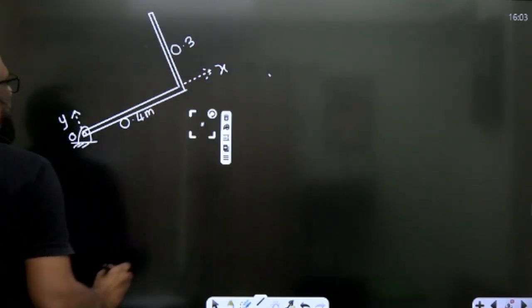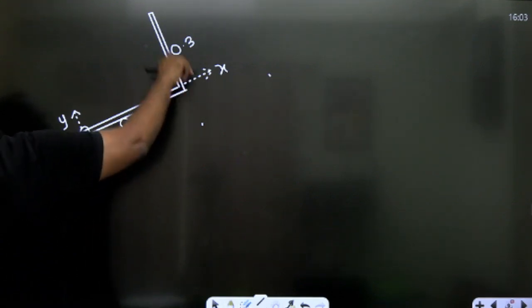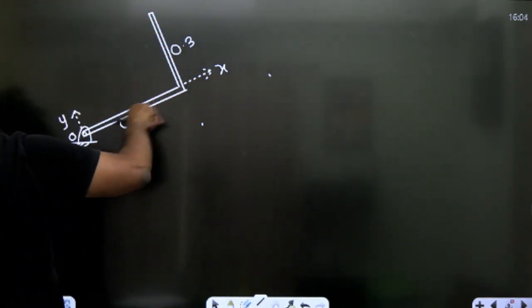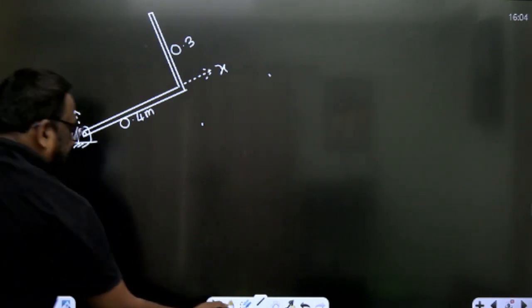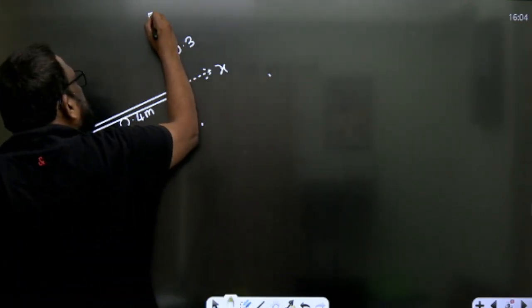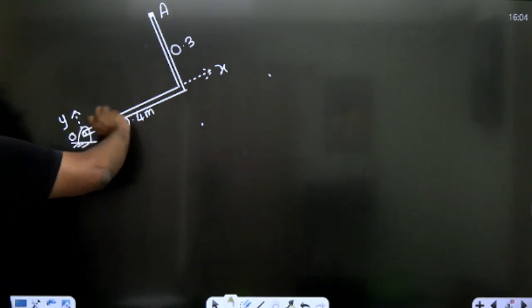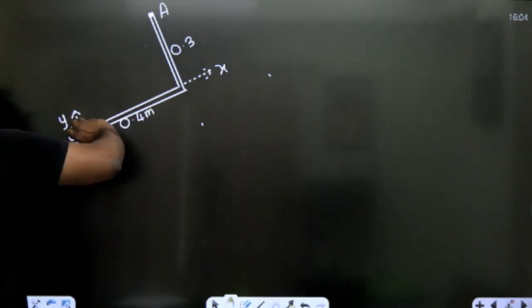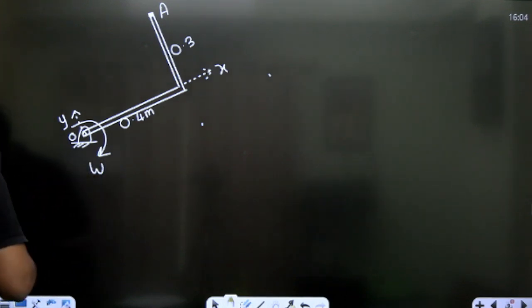Okay sir. This is the system. This whole thing is a single system. This is a complete single 90-degree member. It's a 90-degree member. And this is point A. And what he says is, this system is rotating in clockwise direction.